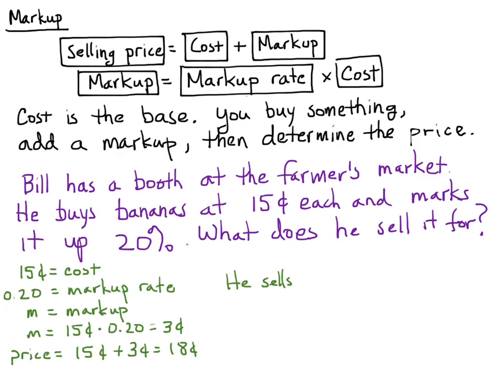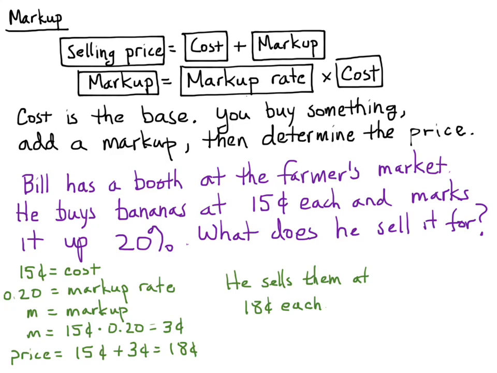The markup is going to be the cost times the markup rate. And that's what my second equation or model is here. And so my markup is going to be 20% of 15 cents, which is 3 cents. And so my price then is I will take my cost and add the 3 cents markup to it to get 18 cents. So I sell it at 18 cents a banana. Okay, so then my answer, I'll write in plain English: he sells them at 18 cents each.